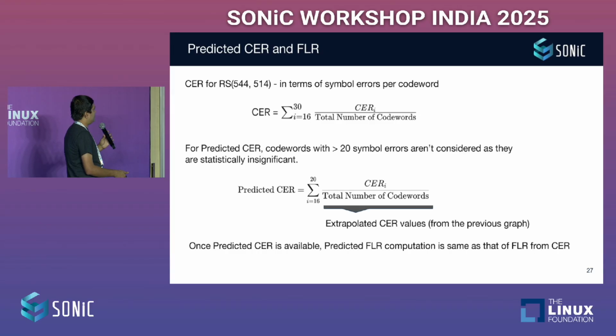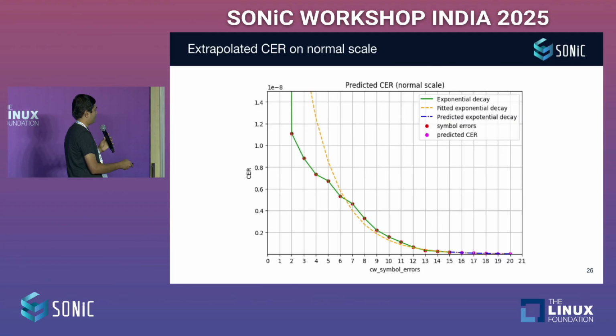For predicted CER, we limit ourselves to using only up to 20, because usually the numbers are tapering down. After 20 or so it will be even lower, so it doesn't make much of a difference to extrapolate more values and include them in our formula. So we just stop at 20. It is just 5 or 6 values we are picking. And whatever we see here are just the extrapolated values from the previous graph. That corresponds to the points which we have just figured out here.